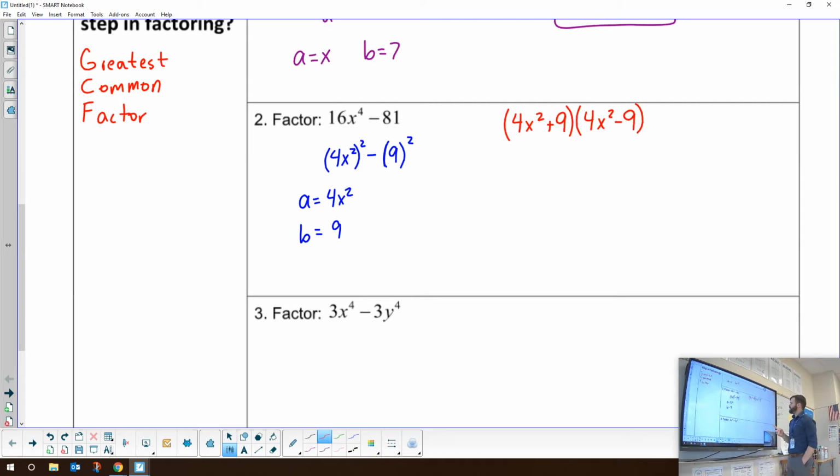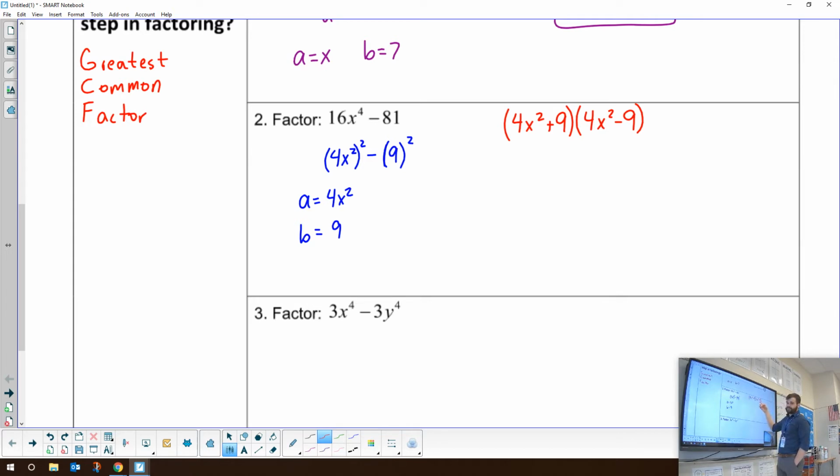Perfect. Okay, but everybody pause for a second. I want you to think, could we factor this again if we needed to? Well, 4x squared plus 9, I can't factor that again. It is a sum, and there's no cubes. But take a look at this next one, 4x squared minus 9. Maybe I can factor that one again.